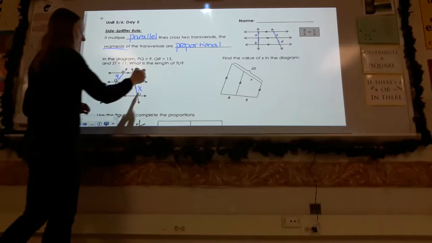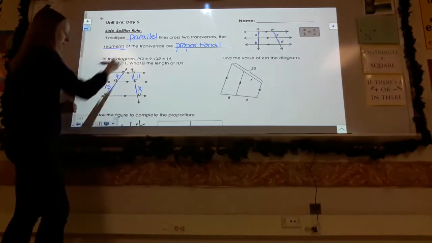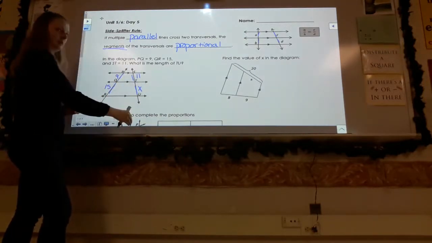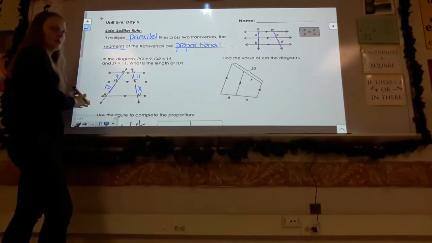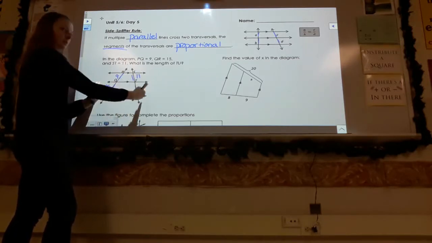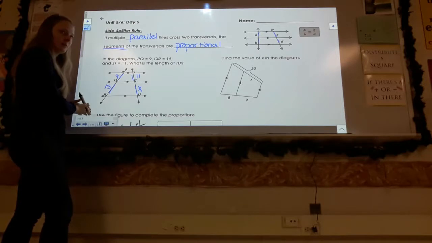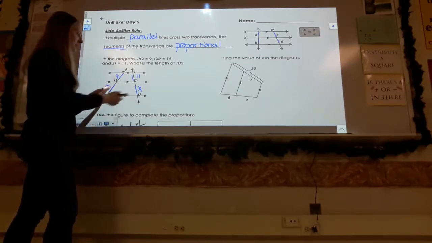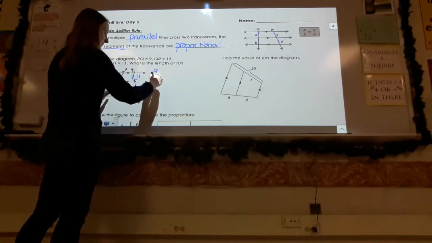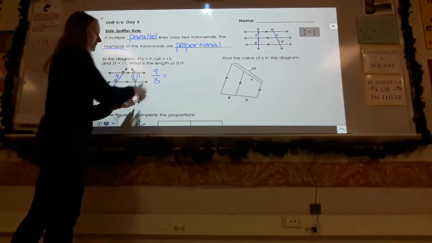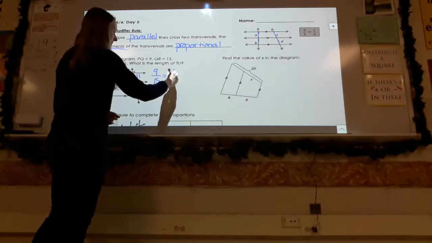9 over 11 and 15 over x. You want to go this way, actually. You want to stay on the same side. You went like this. Oh, you want to stay along the same line here. So you first want to do 9 over 15, right? And over here you want to do 11 over x.